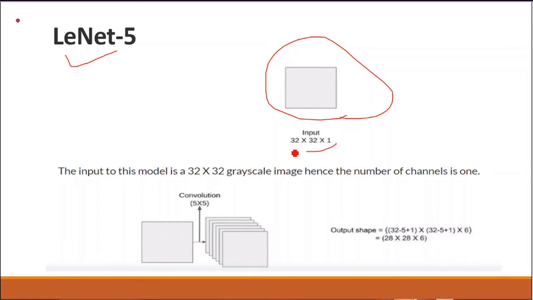So the first one, the input image I have to take is 32:32:1. It is the height and width, and the 1 represents grayscale images. I'm applying a convolution kernel of 5x5 to this image, so that my output shape will be 28:28:6. How are you going to get it?